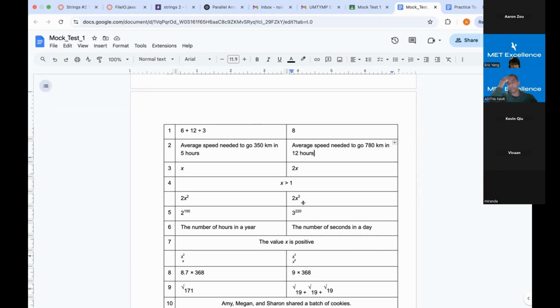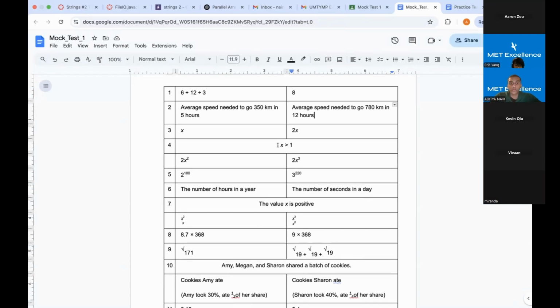And Eric, you can do number 3. For number 3, in the first column we have x. In the right column we have 2x. Here, x isn't given a parameter, so x can technically be anything. If x is 1, then column B will obviously be greater than column A. However, if x is equal to 0, then both will be equal to 0, so they're the same. So in this case, the answer option will be D, more information needs to be given.